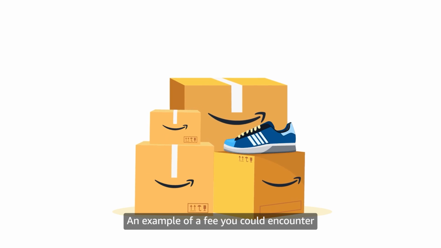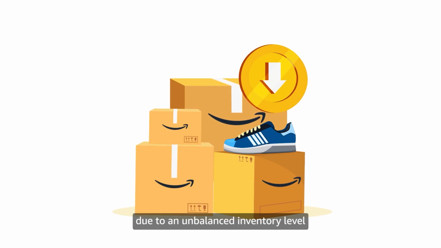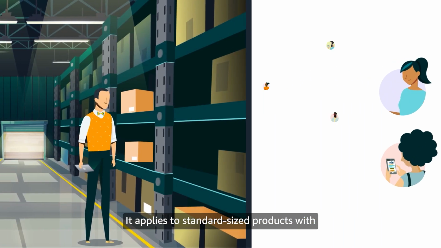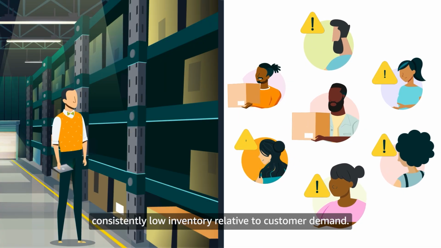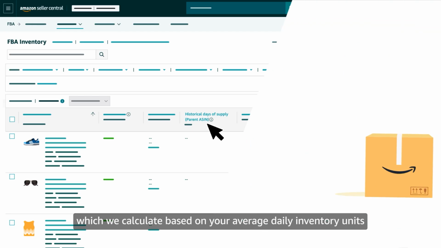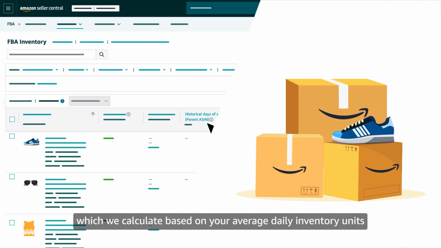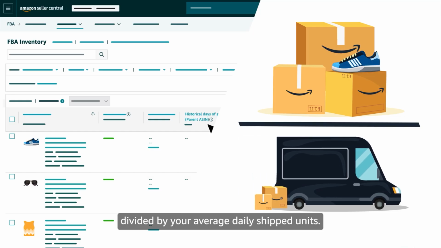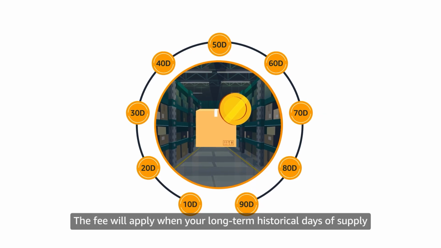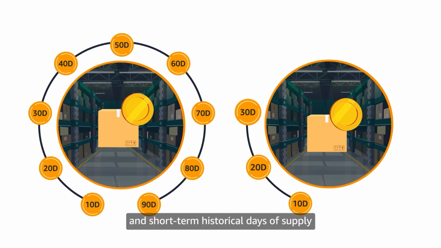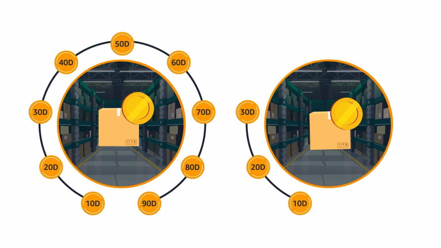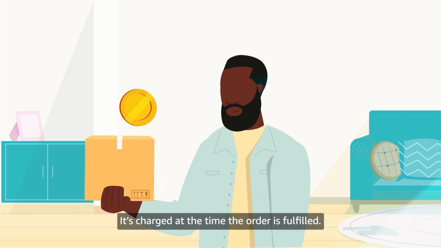An example of a fee you could encounter due to an unbalanced inventory level is the low inventory level fee. It applies to standard-sized products with consistently low inventory relative to customer demand. It's based on a historical days of supply metric, which we calculate based on your average daily inventory units divided by your average daily shipped units. The fee will apply when your long-term historical days of supply, the last 90 days, and short-term historical days of supply, the last 30 days, are both below 28 days. It's charged at the time the order is fulfilled.